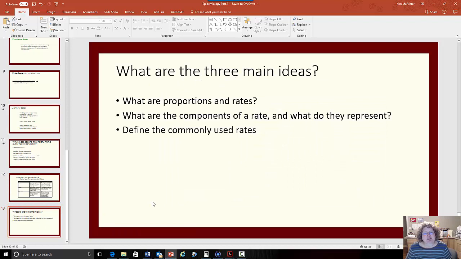So the three main ideas from our discussion are: what are proportions and what are rates. And we discussed different types of rates and the common rates. So know what they are and know when you use them and know how to use them. In other words, how to do the calculation. And then define what the commonly used rates are.